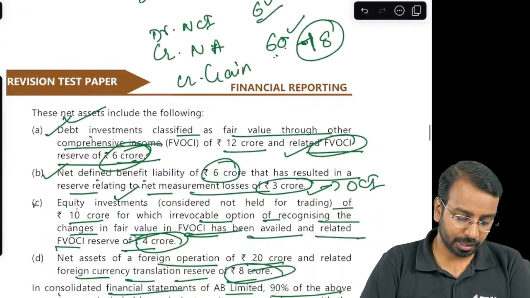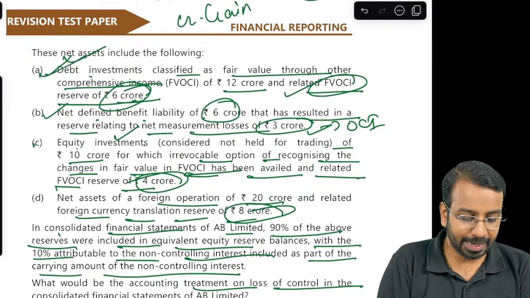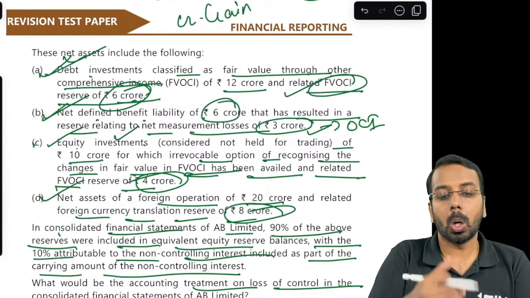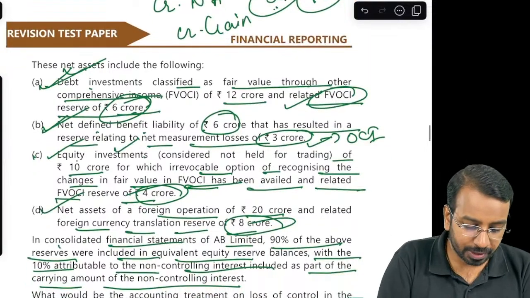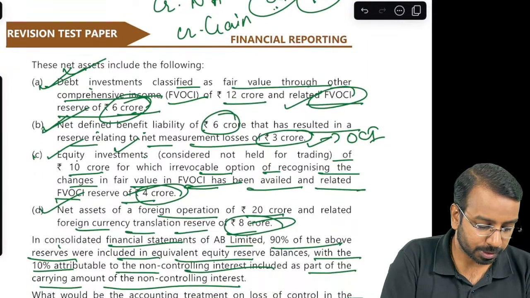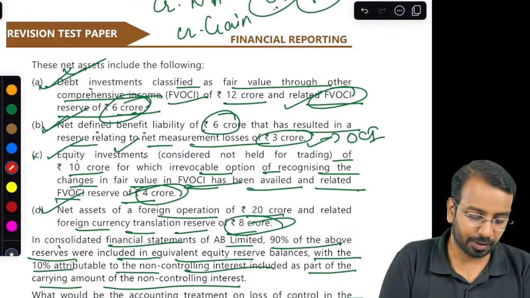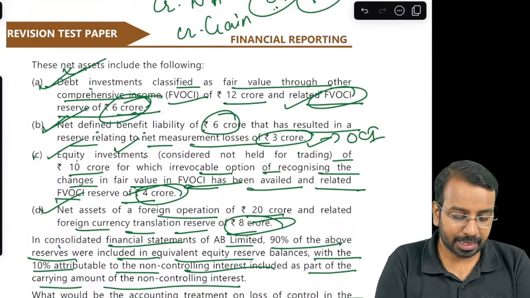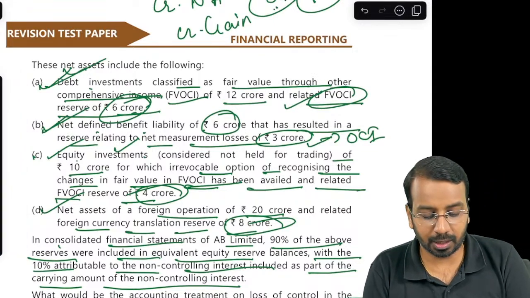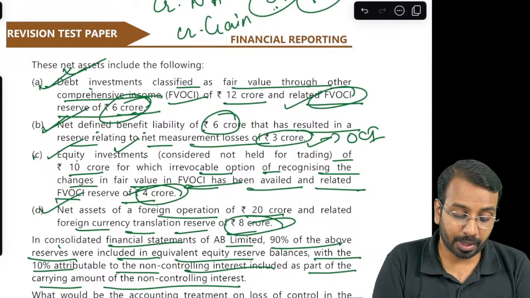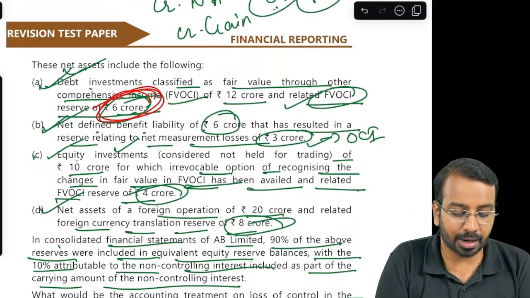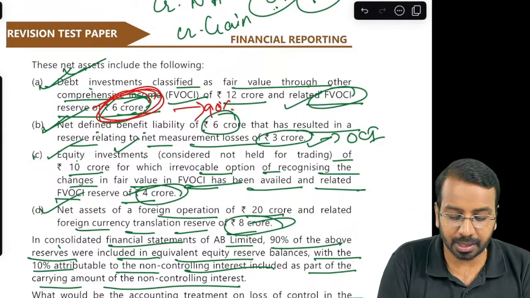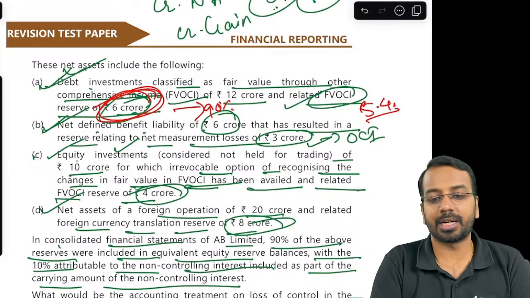The remaining reserves, see, debt, net defined benefit liability, equity investment, net assets, all of these will be de-recognized along with this net asset. But whatever is there in FVOCI, that you have to subsequently reclassify. So debt investment classified as fair value through other comprehensive income. When you dispose of the debt investment, this 6 crores will be transferred to P&L. Now 6 crores is 100%, our share is 90%, so 5.4 will be transferred to P&L.